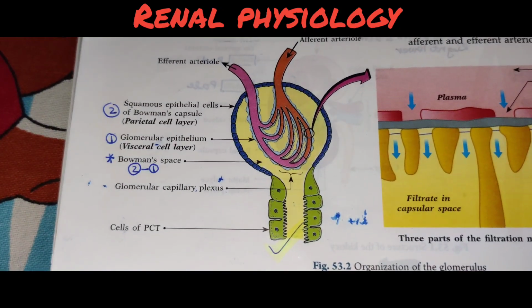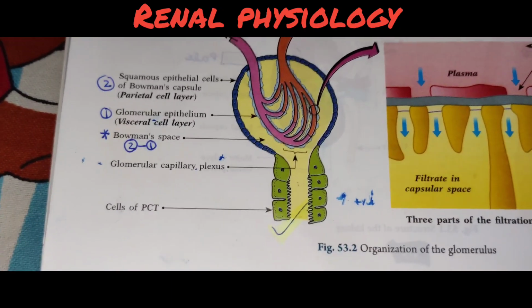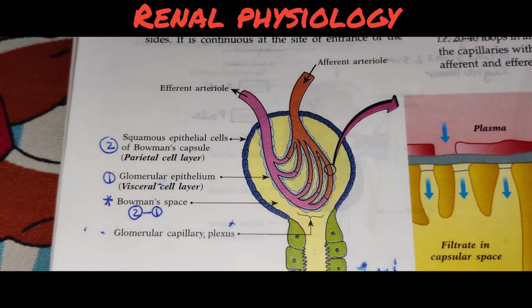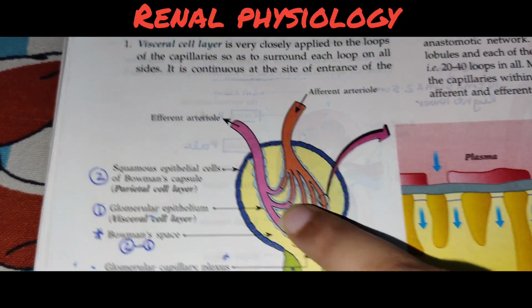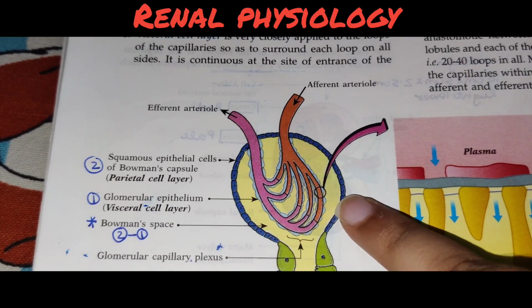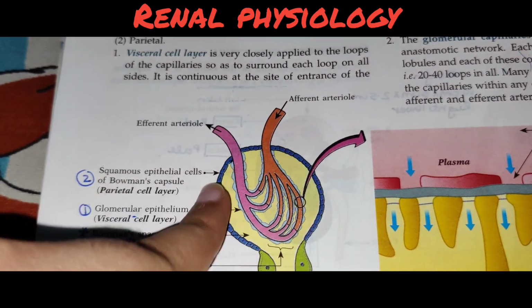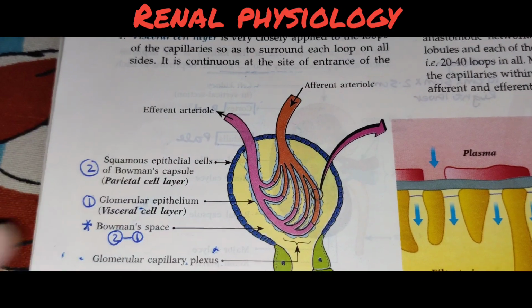Hello everyone. So the first topic is organization of the glomerulus. Firstly, this is the afferent arteriole which is coming and it is breaking down into capillaries. It forms the bunch of capillaries known as the glomerulus, and then it will go out forming the efferent arteriole.